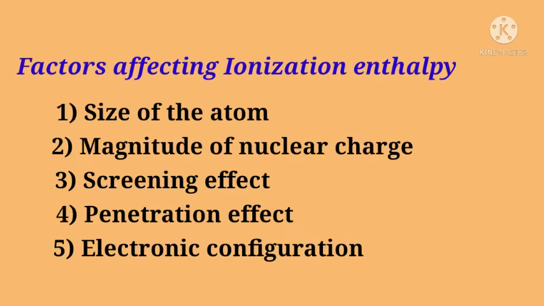Now we can discuss the factors on which the ionization enthalpy of an element depends. There are several factors. The main factors are: first, size of the atom; second, magnitude of the nuclear charge; third, screening effect of the inner electrons; fourth, penetration effect of the electrons; and last, electronic configuration. Now we can discuss these factors in detail. First, the size of the atom. Ionization enthalpy depends upon the size of the atom. How does it depend upon the size of the atom?